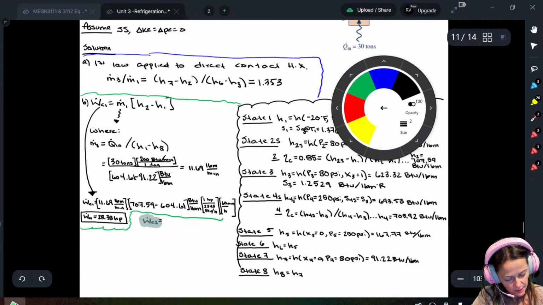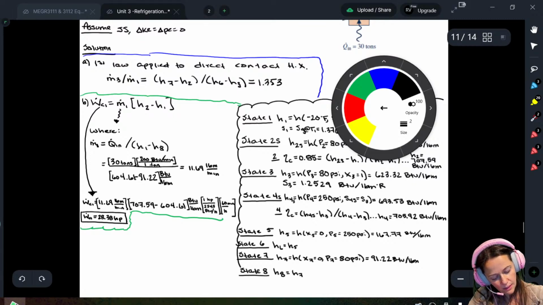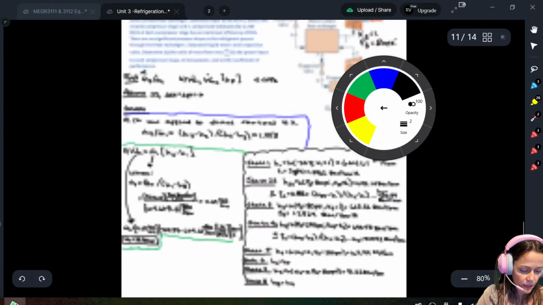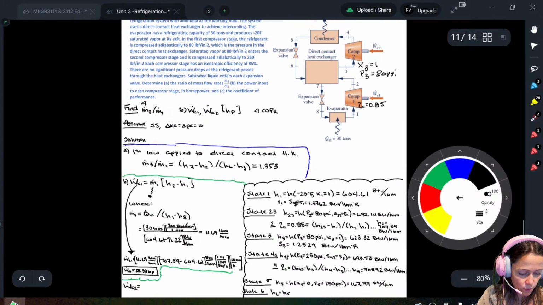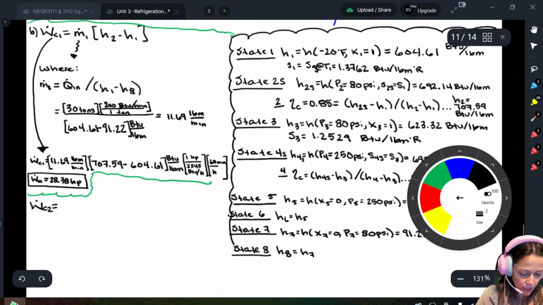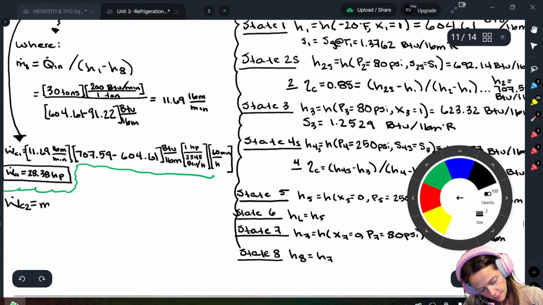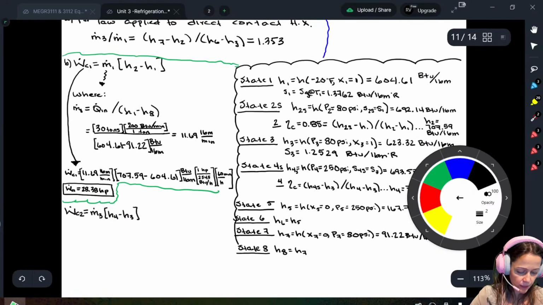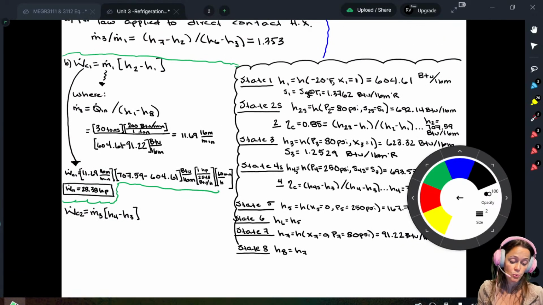And then my W.C2, I don't know why I'm putting them over here. Let's put them all the way to the left. So W.C2. So this is going to be what, between 3 and 4? So M.3 times H4 minus H3, where we already figured out M.1, and I've got the relationship between M.3 and M.1.